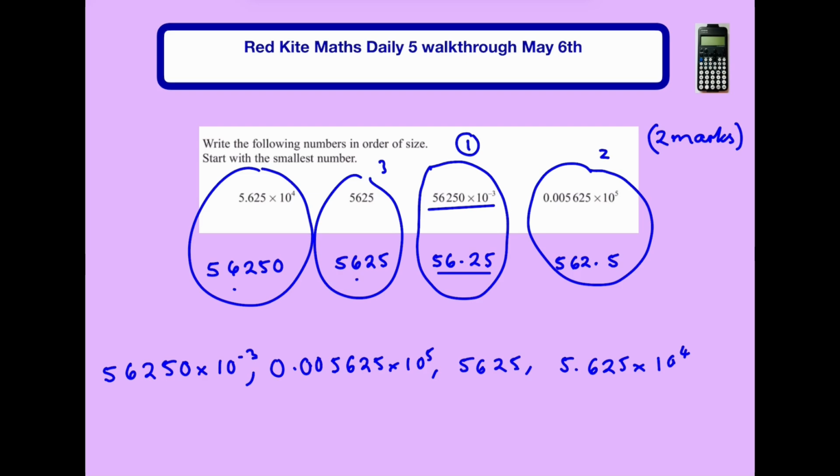I think that's quite mean, because you would get 1 mark for just listing all these guys here, but to get your 2 marks, you need to do it in the form that they've given you.